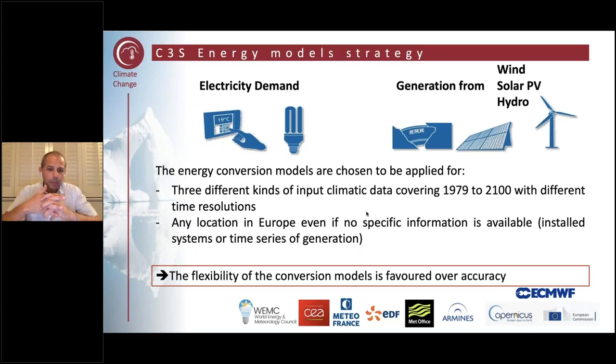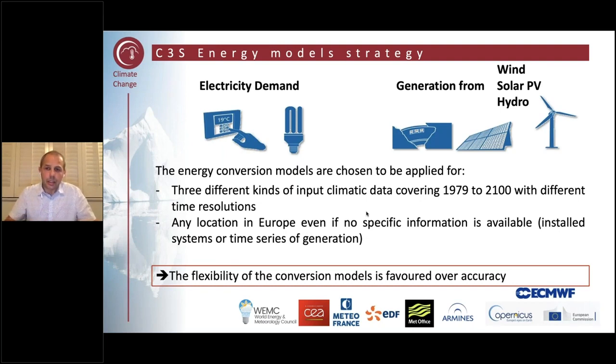For electricity demand, as I said, it's a statistical model, and I'll show you some of the results in a minute. Then for generation, we have wind, which is a very standard physical model of wind power. For solar power, it's a single model, but a mix of statistical and physical models, and it's quite elaborate.